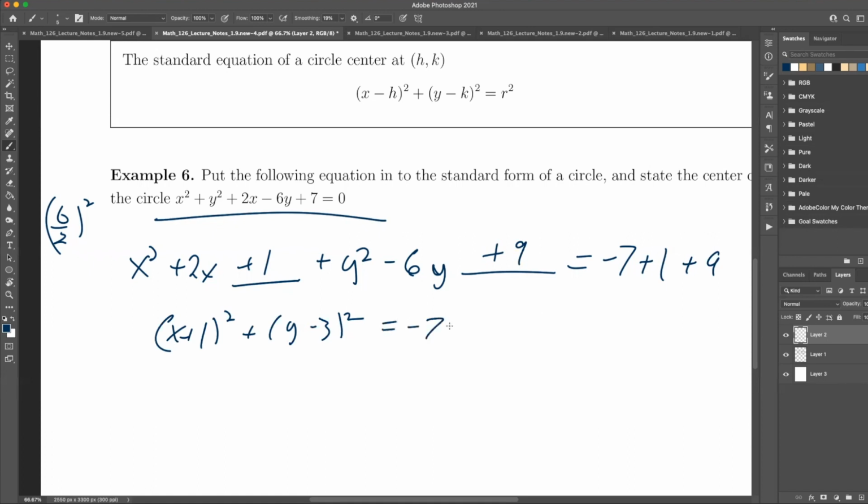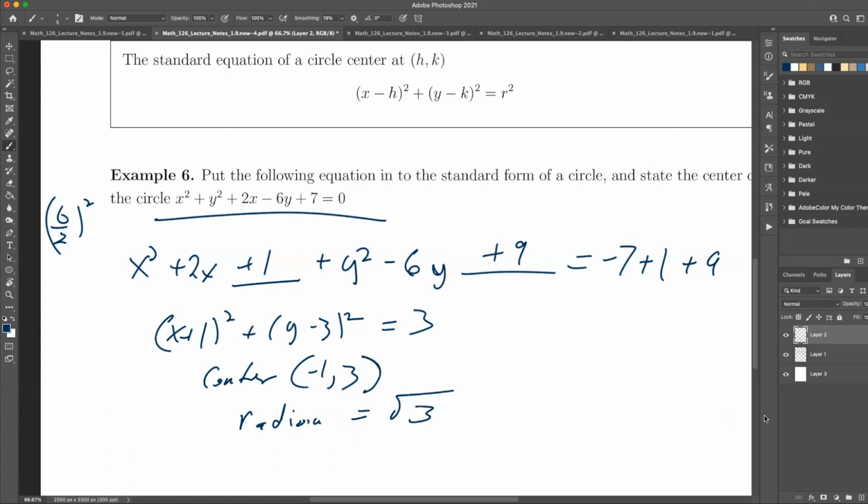Equals minus 7 plus 1 plus 9 would be 3. And the way I did that in my head is 1 plus 9 is 10, minus 7 is 3. So this is a circle centered at negative 1, 3. And the radius, please be very careful here. The radius is equal to the square root of 3. Remember, this is r squared, so take the square root of this.